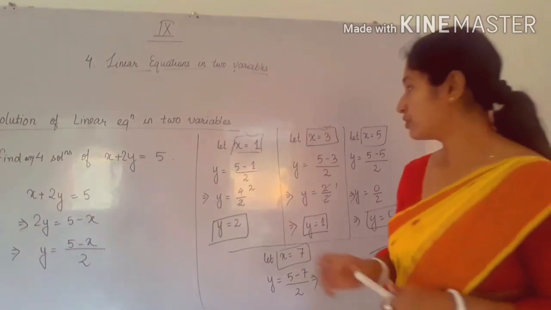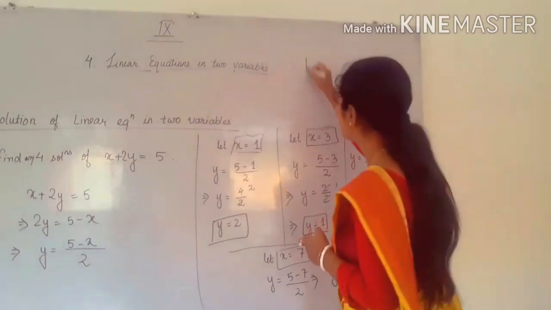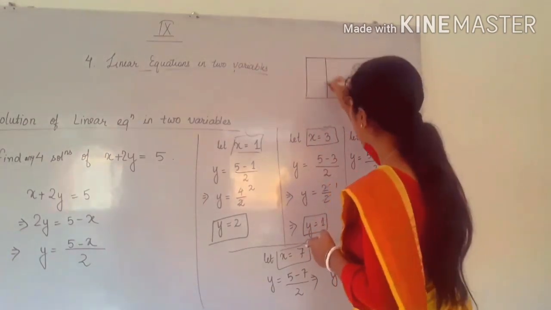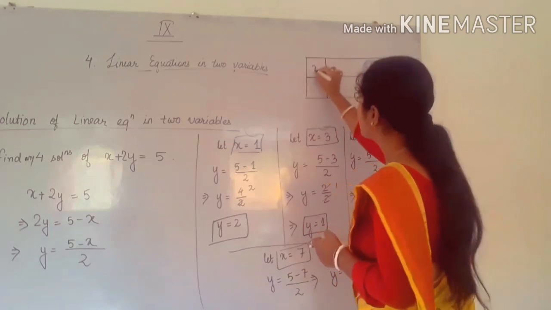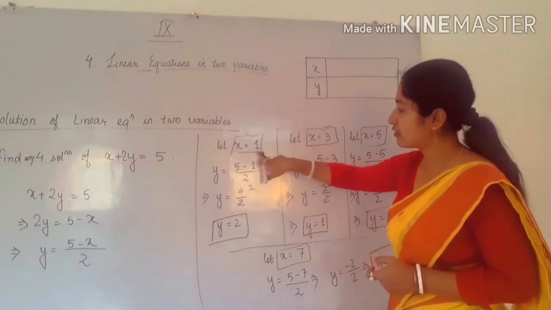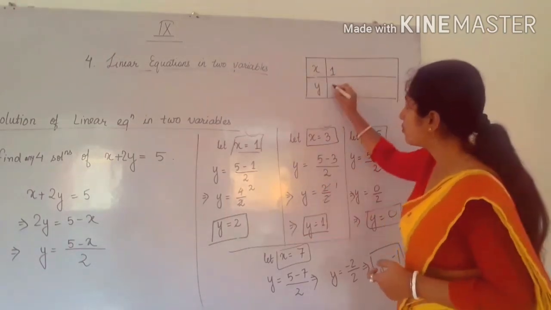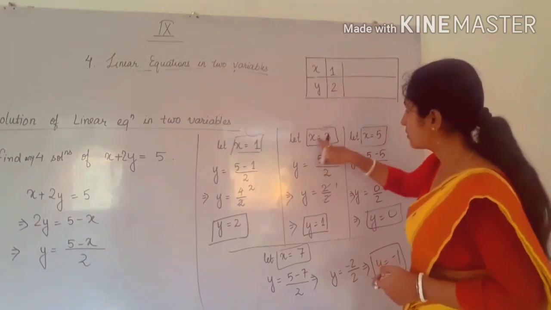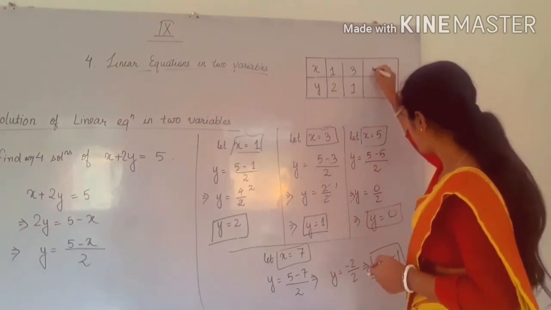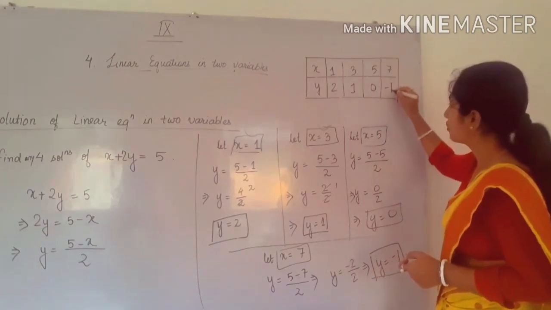One more thing you have to see: after finding the solutions you have to represent them in tabular form. How to write it? You have to make 2 rows, first for x and second for y. First we put the values of x. For x is equal to 1, we have y is equal to 2. Similarly for x is equal to 3, we have y is equal to 1. Next for 5 we have 0. Next for 7 we have minus 1.